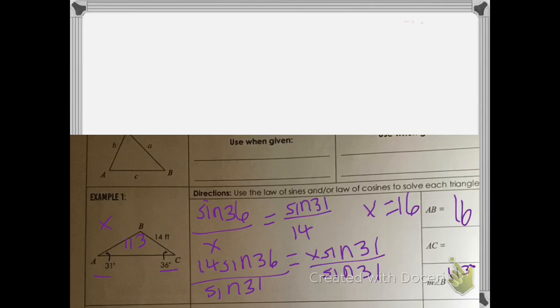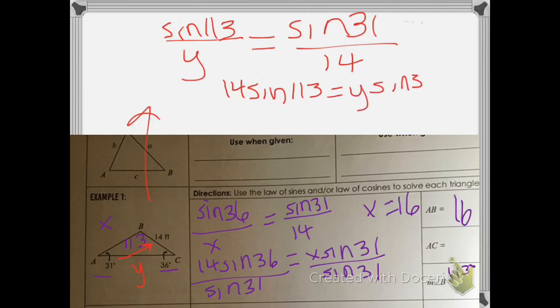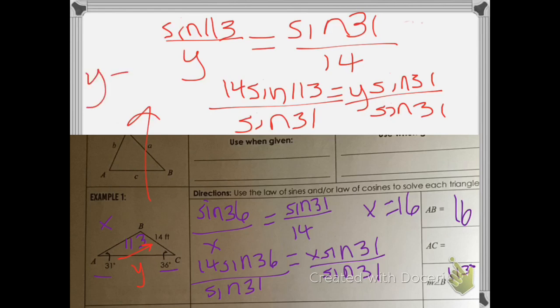All right, I still have to find AC. I'm going to call that Y. So across from Y is the 113. So sine of 113 over Y equals, I'm just going to use the sine of 31 over 14. This one, it doesn't matter. Cross multiply. Hopefully you know how to do this by now. And divide by the sine of 31. And you'll get that Y is 25. So AC is 25.